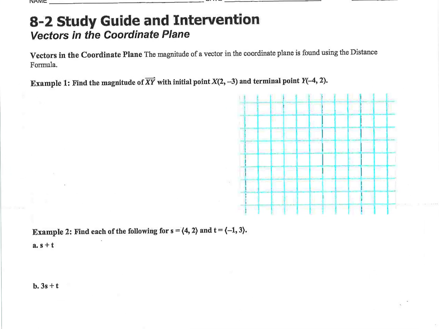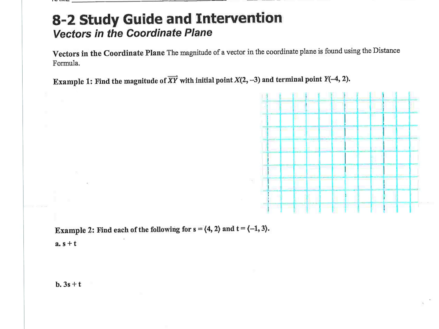Vectors in the coordinate plane. How do we find the magnitude? How do we find a magnitude? Magnitude of xy means we're going to write it as what? Magnitude of xy is the absolute value, isn't it?